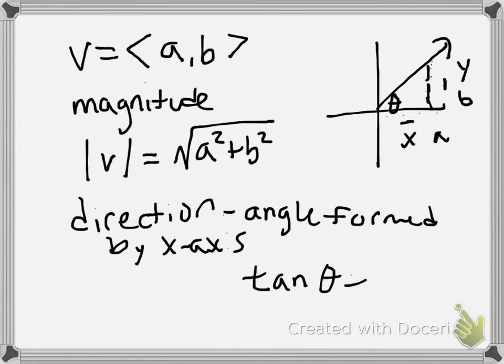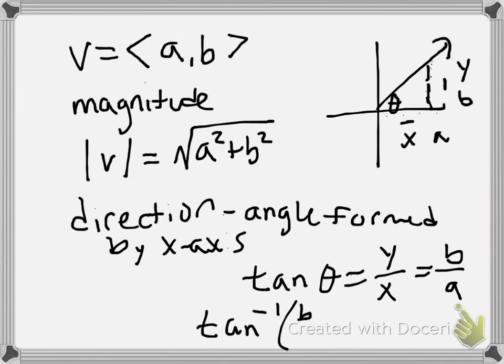All I do is my opposite over adjacent, so that's why your tangent is going to be equal to your y over your x, or in this particular case, our b value over our a value. And remember, to find that actual angle, we do the inverse tangent of, in this case, our b over a. So that's how we're going to find our angle.